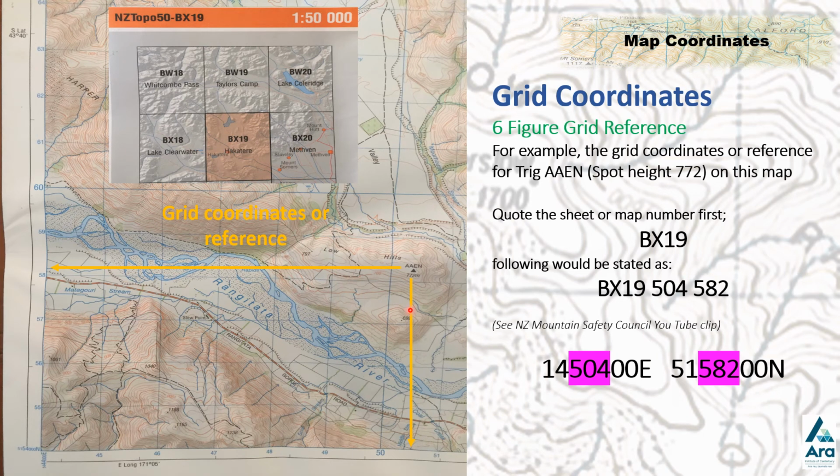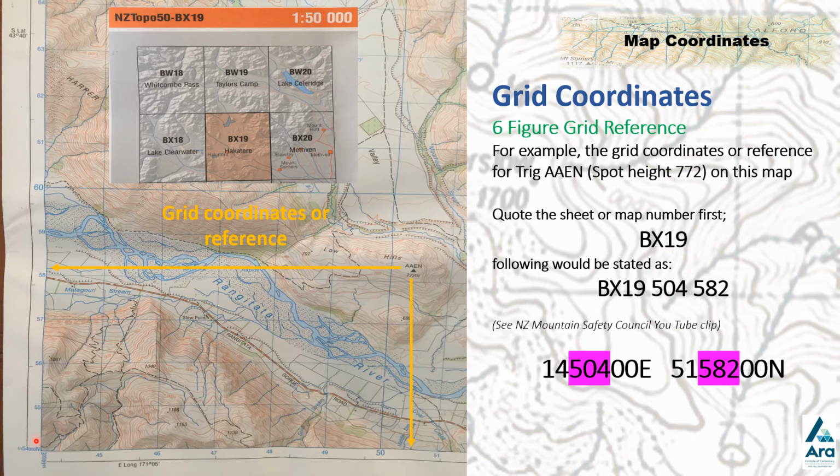And finally, looking at a six-figure grid reference to give you a position. This is probably the most common method used. The first thing you need to do is quote your sheet or map number, and that's found on the front cover of your map. Or if you print it off the internet, a section of the map, it should also have the map or sheet number there. So this one here for Hakateri is BX19, so that's the start of your six-figure grid reference, but these two digits here aren't part of the six figures.